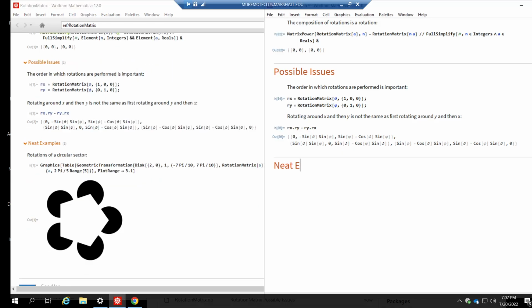Any examples. Rotations of a circular sector. Graphics, Table, GeometricTransformation, Disk[{0, 0}, 1, {-7 Pi/10, 7 Pi/10}]. 7 Pi divided by 10. What was that? RotationMatrix. This is the top result.